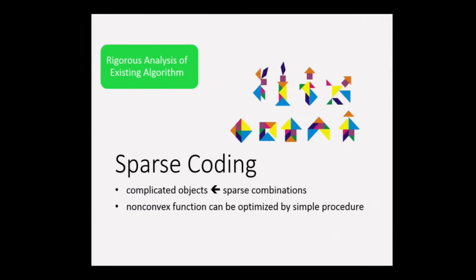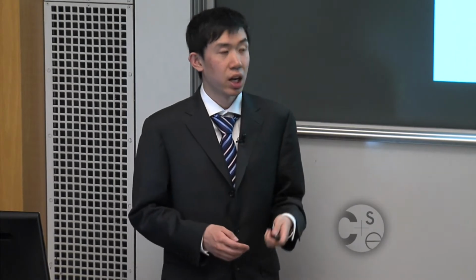The idea of sparse coding is quite simple. We have all these complicated objects. All these objects are built from sparse combinations of much simpler elements. So the hope would be, if we have these complicated objects, we want to find out what are these basic elements that we use to build the complicated objects and what are the sparse combinations. This is also an example where we show some complicated non-convex function can be optimized by a very simple procedure.